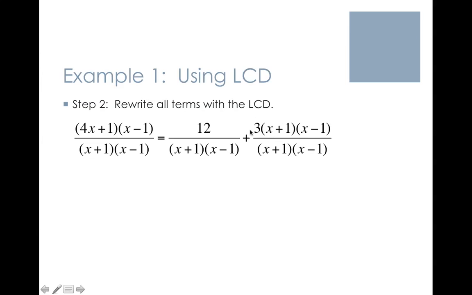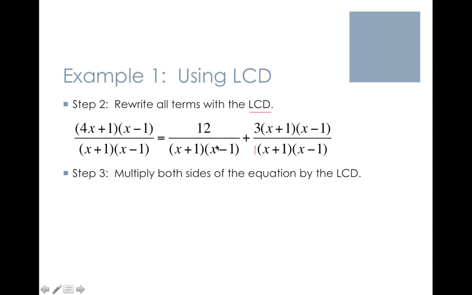But the last term on the right side was just the 3. If you think of that as 3 over 1, what that means is that this 1 has to be multiplied by both the x + 1 and the x − 1 factors. And so if we have to multiply by both on the bottom, we also have to multiply by both on the top. Okay, so this is what our equation would look like with all of our terms rewritten with our LCD.